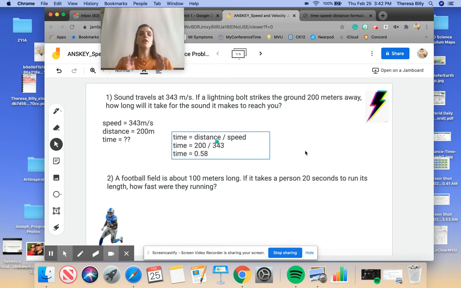Now, what is our unit there? If you're confused on what unit you should use for time, look at what unit was used in speed. Speed was measured in meters per second. So that means time is seconds. All right, now that is your final answer, okay?